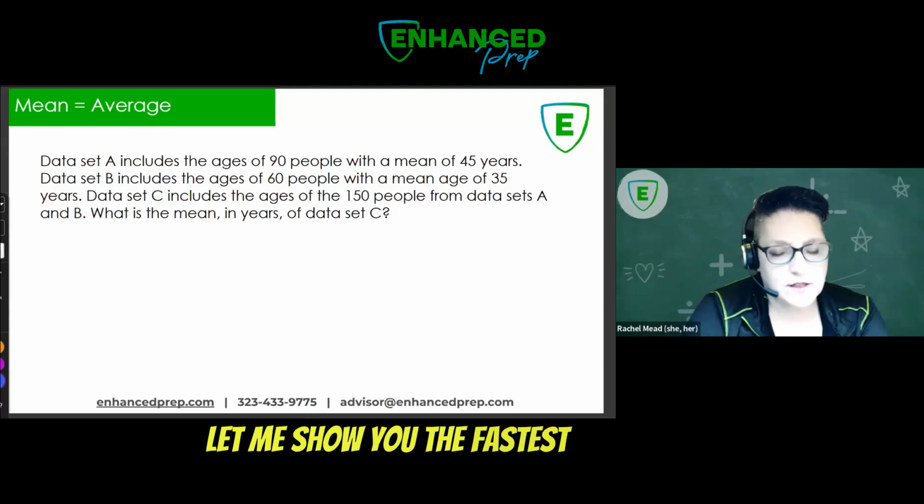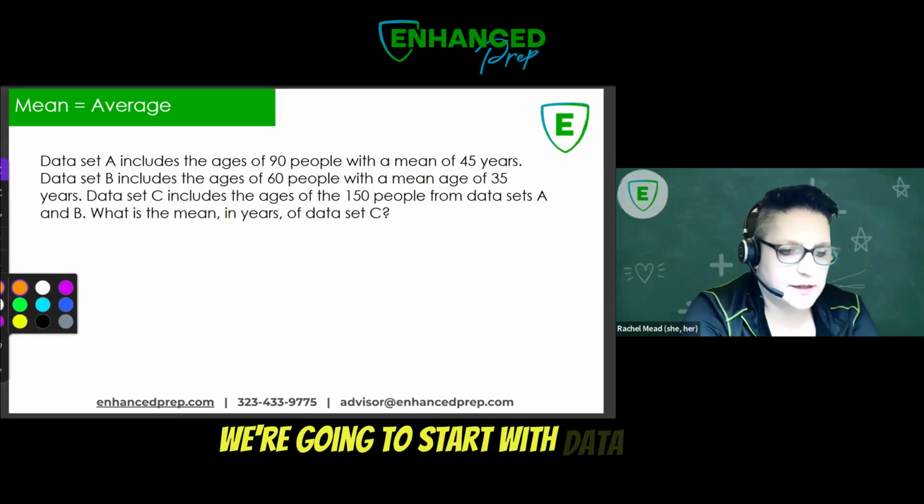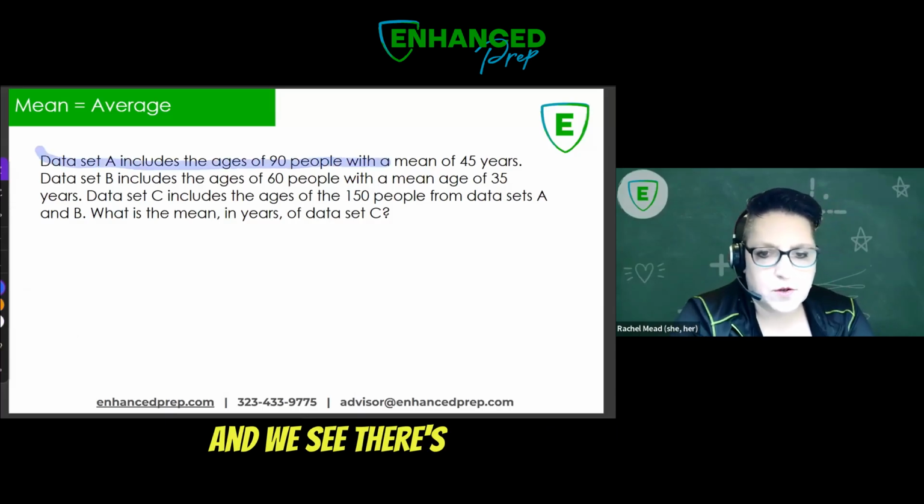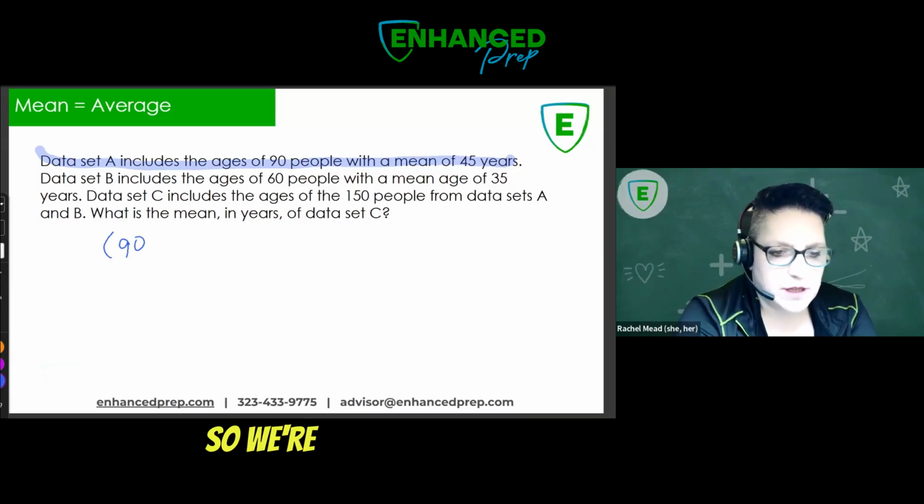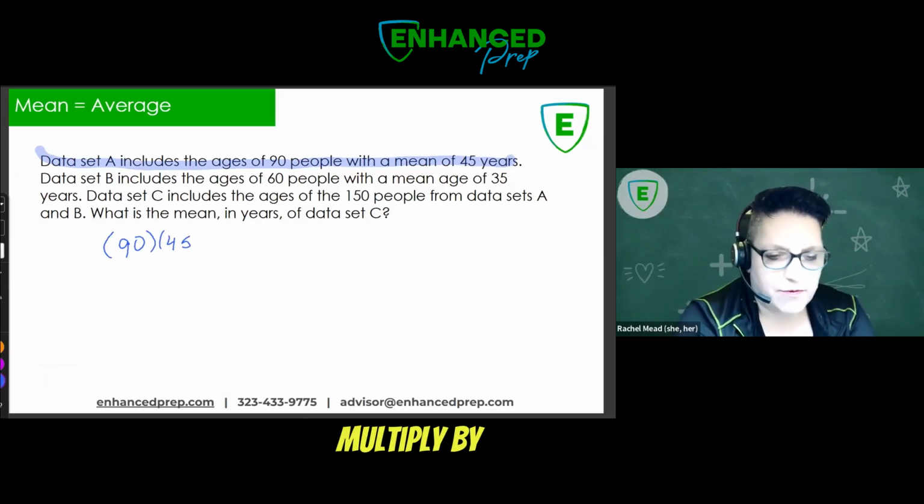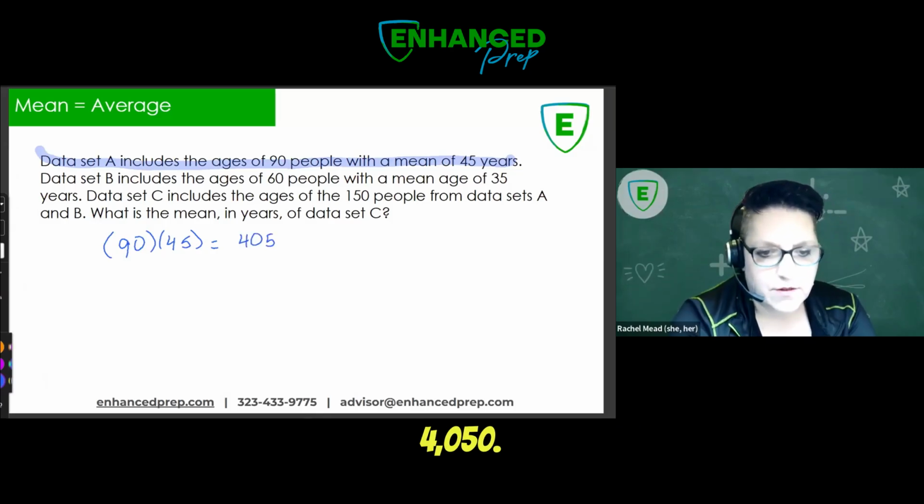Let me show you the fastest way to get through this SAT mean question. We're going to start with data set A, and we see there's a total of 90 people with a mean age of 45. So we're just going to take our 90 and multiply by our 45, and that's going to give us a total of 4,050.